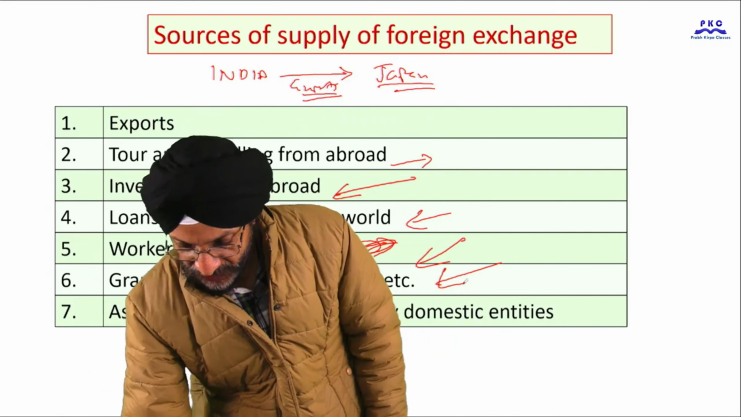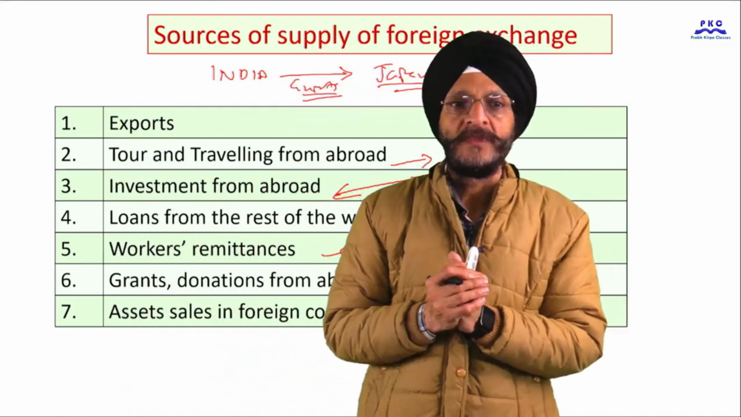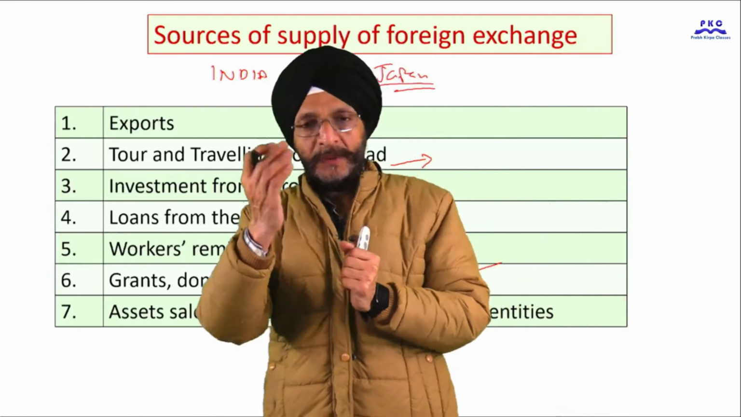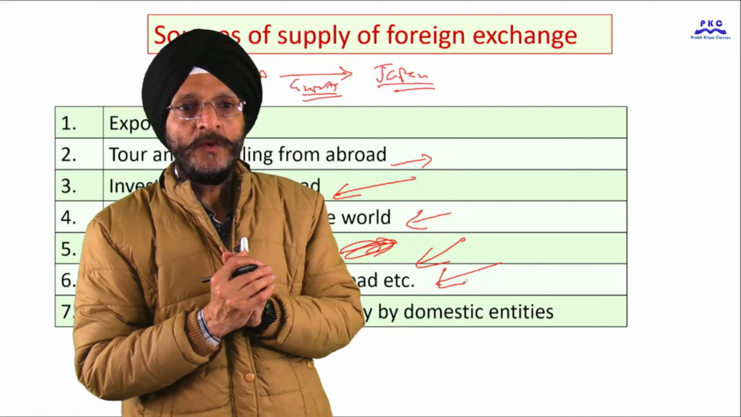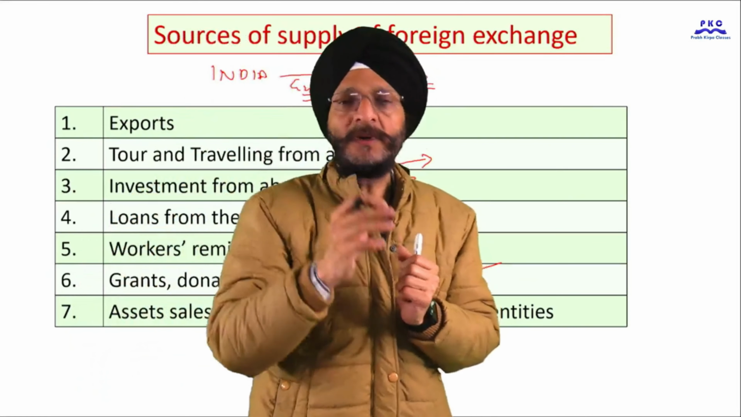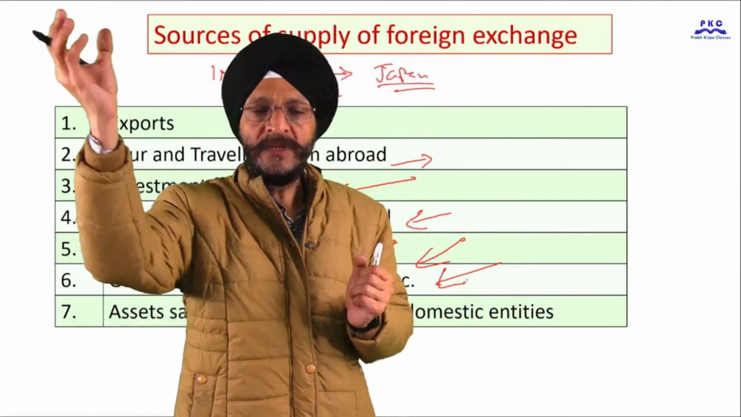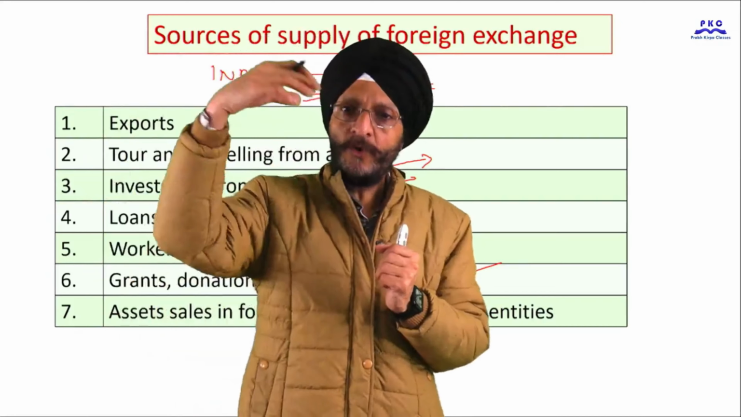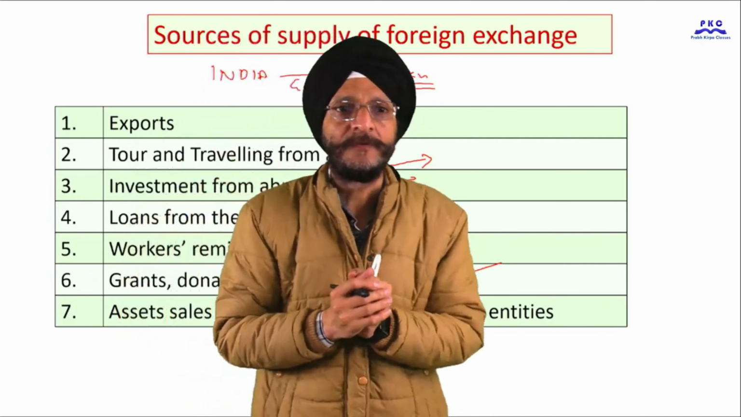Sometimes we receive grants and donations from abroad. It may be unilateral transfers or some sort of grants for investment purpose, some specific purpose. Some donations may be received by our country from the rest of the world. It results also into the supply of foreign exchange.